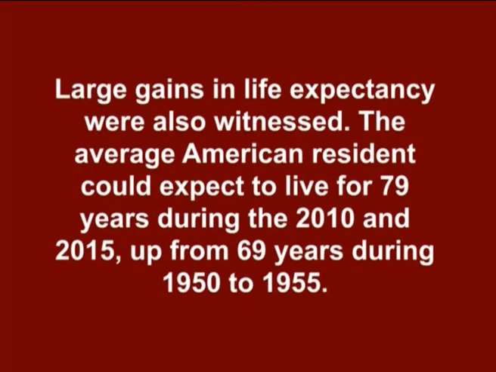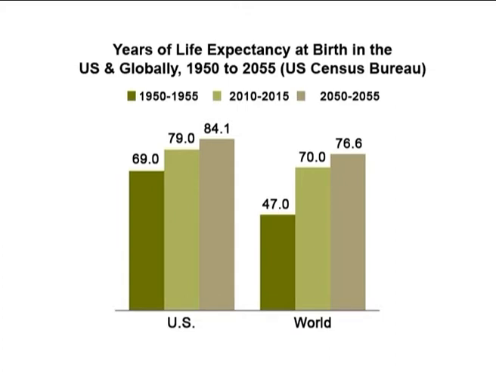Large gains in life expectancy were also witnessed. The average American resident could expect to live for 79 years during 2010 to 2015, up from 69 years during 1950 to 1955. Figure 4 shows this life expectancy for an average American citizen. The improvement is even more striking for the world, with life expectancy rising from 47 years during 1950 to 1955 to 70 years during 2010 to 2015. These gains provided the foundation for an increasingly older population.